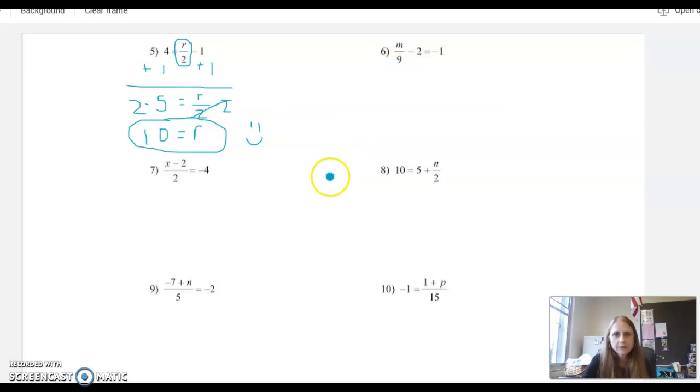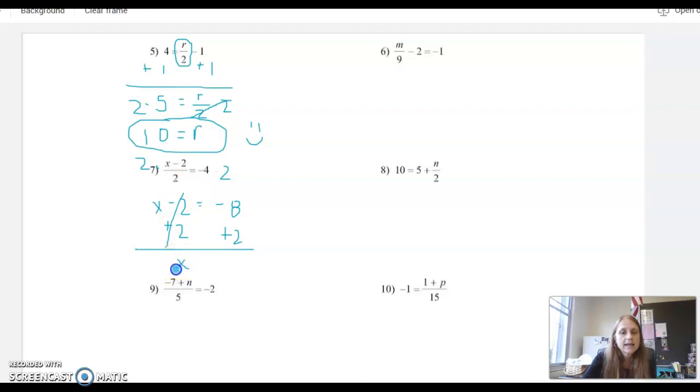So like here, look at the difference between number 7 and number 8. So you can see on number 7 here, the entire x minus 2 is stuck in the numerator because of the divide by 2. So on there, the first thing you'd have to do to free that x minus 2 is multiply both sides by 2. So then you're looking at x minus 2 equals -4 times 2 is -8. So then if I have x minus 2, to get rid of a -2, I would add 2 on both sides. And I end up with x equals -8 plus 2 would be -6.